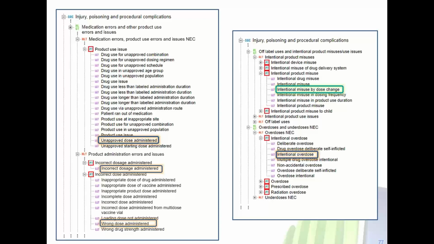The LLT incorrect dosage administered represents a dosage administration issue or error, not an intentional misuse. Similarly, the LLT wrong dose administered is not an intentional misuse concept. It is grouped under the PT incorrect dose administered and represents a dose administration issue or error. You can refer to page 24 of the companion document for an example with once daily dose taken more frequently if needed.